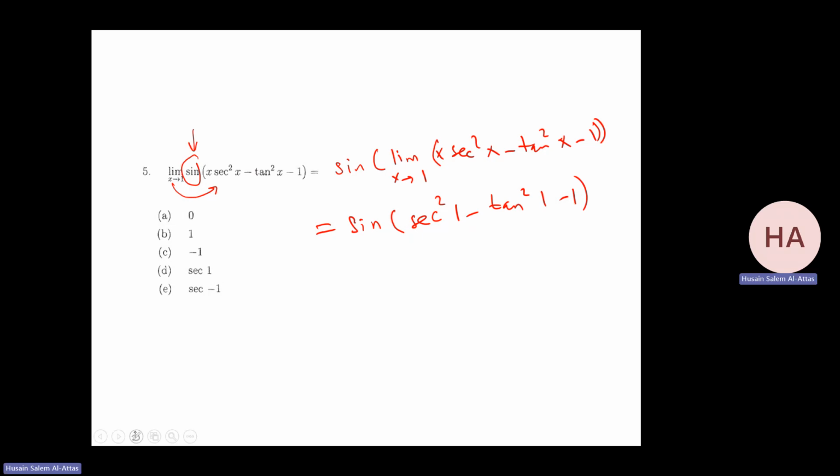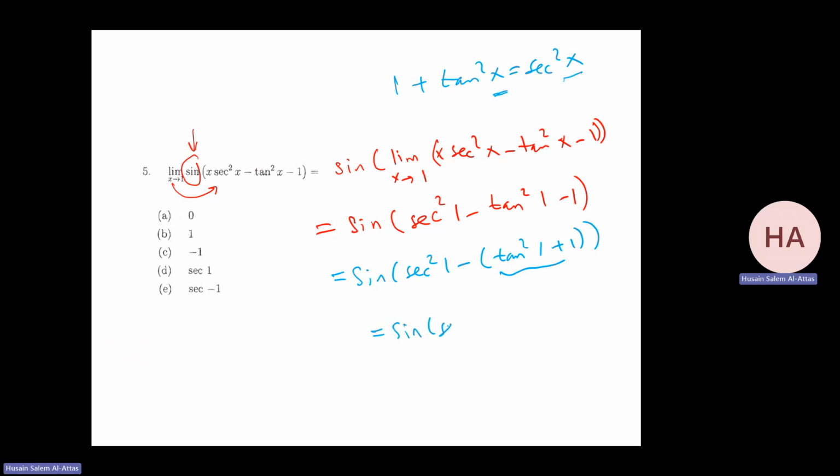You need to notice one thing. We have this formula: 1 plus tan square x equals secant square x. So you can think of this as secant square 1 minus tan square 1 plus 1. Tan square 1 plus 1, this is true for any x, will be secant square 1. So this is secant square 1 minus secant square 1, which is always 0. So I have sine 0, which is 0. So the answer is 0.